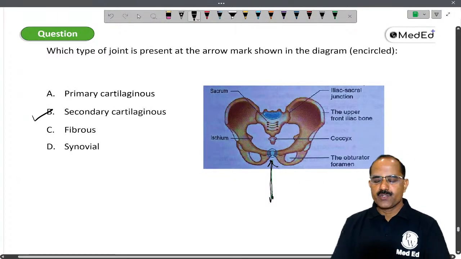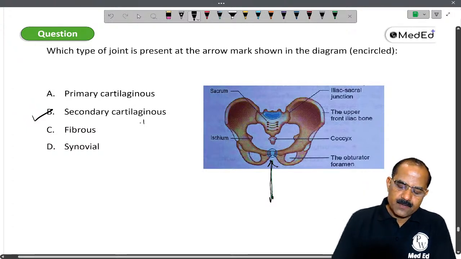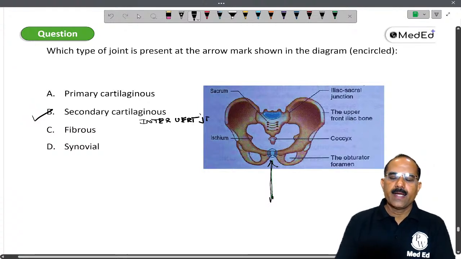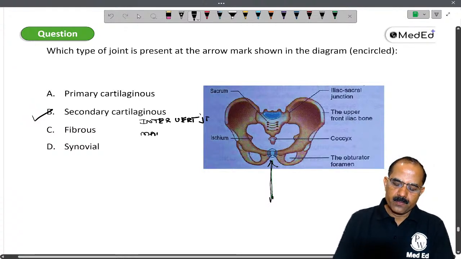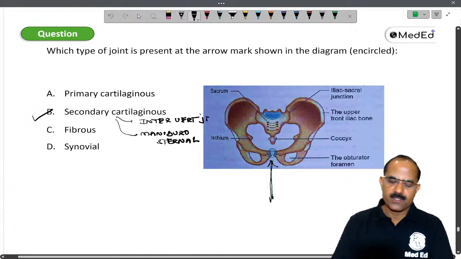Secondary cartilaginous joint. Example is pubic symphysis, intervertebral joints, manubrosternal joint. Joints में बहुत MCQs आते हैं. So secondary cartilaginous joints, pubic symphysis, intervertebral and manubrosternal joint.